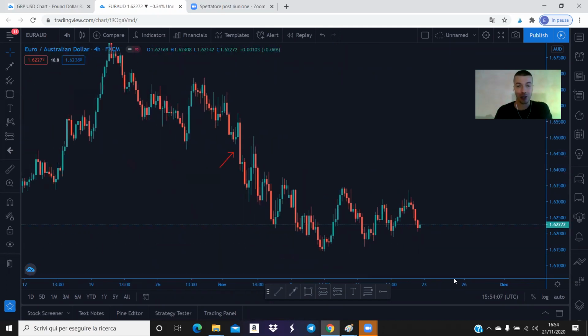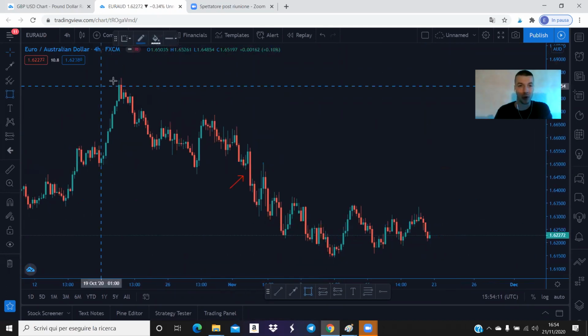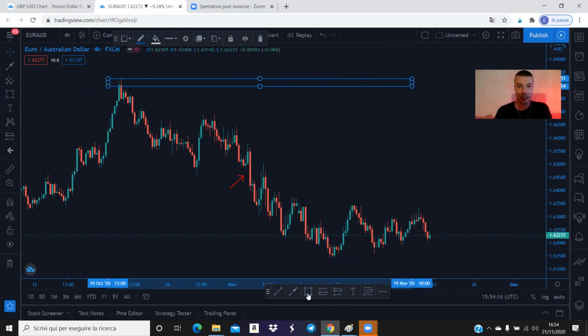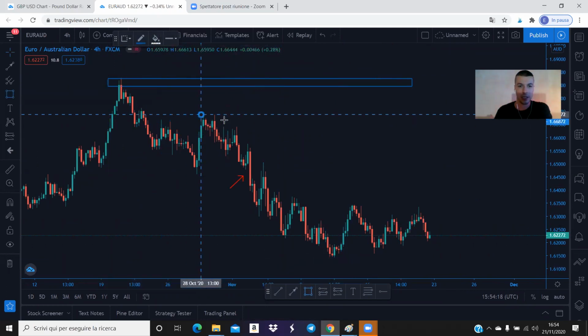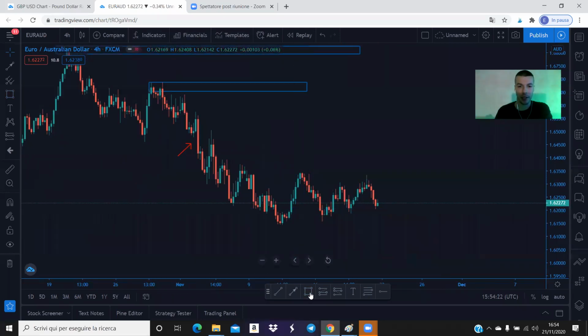And this is why it is so different from support and resistance, because if you were going to draw your support and resistance, you were going to do this, right? Resistance, resistance, and so on, and maybe this one support.